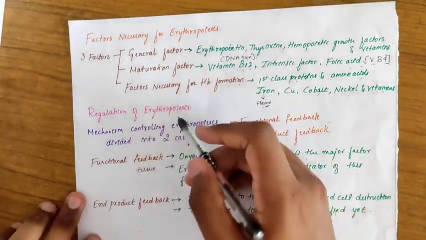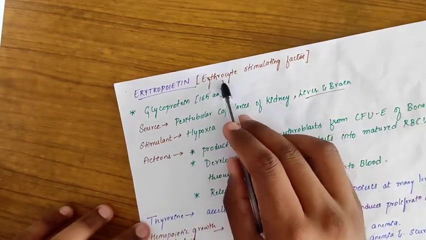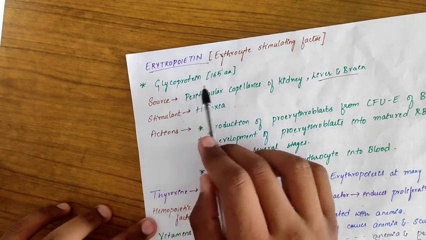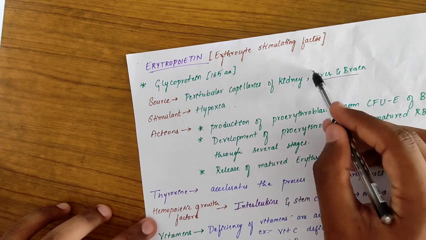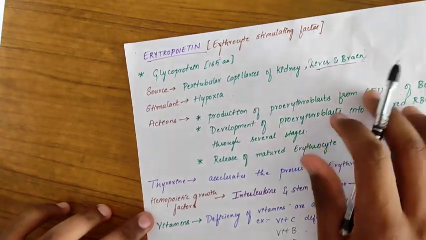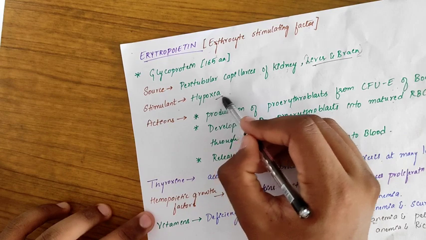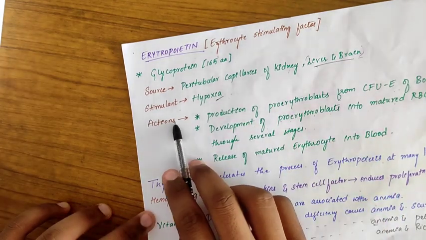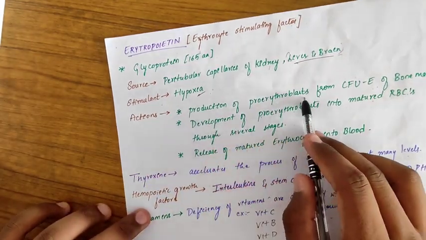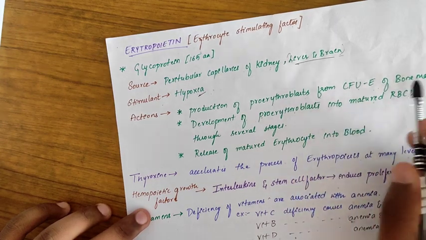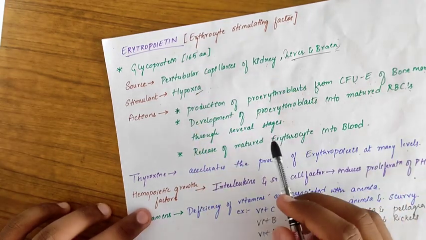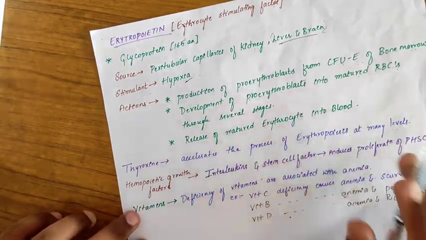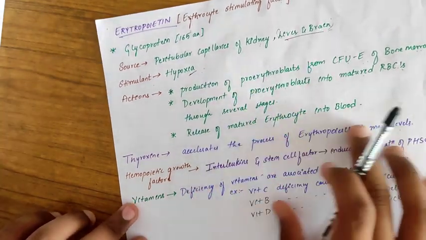These 3 factors, let's study one by one. First, erythropoietin. Erythropoietin is also called erythrocyte stimulating factor, which is a glycoprotein in nature with 165 amino acids. The source is the peritubular capillaries of the kidney, and in minute quantities it is synthesized in the liver and the brain also. The major stimulant for erythropoietin is the hypoxic condition. Hypoxia is a major stimulant, and it acts at different stages: production of the proerythroblast from colony forming unit E of bone marrow, development of proerythroblast into matured RBC, and release of the matured erythrocyte into the bloodstream. These are the 3 actions of erythropoietin.